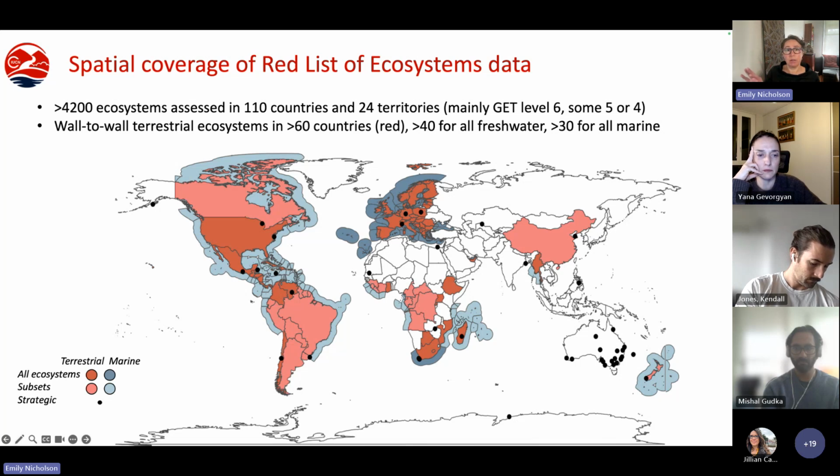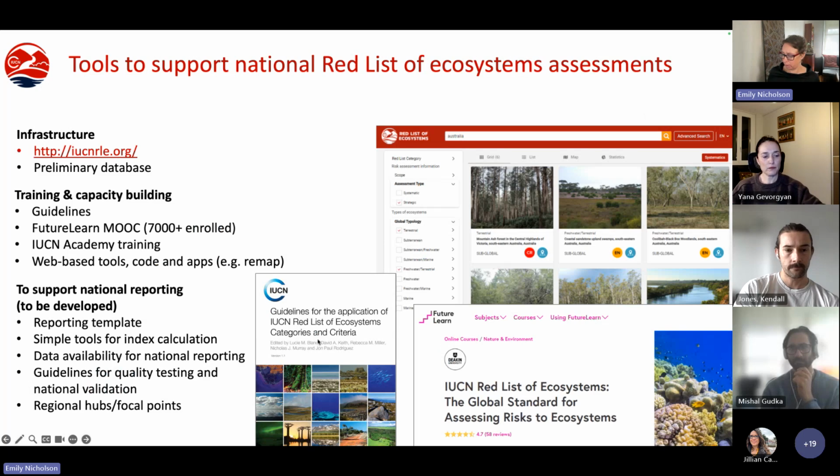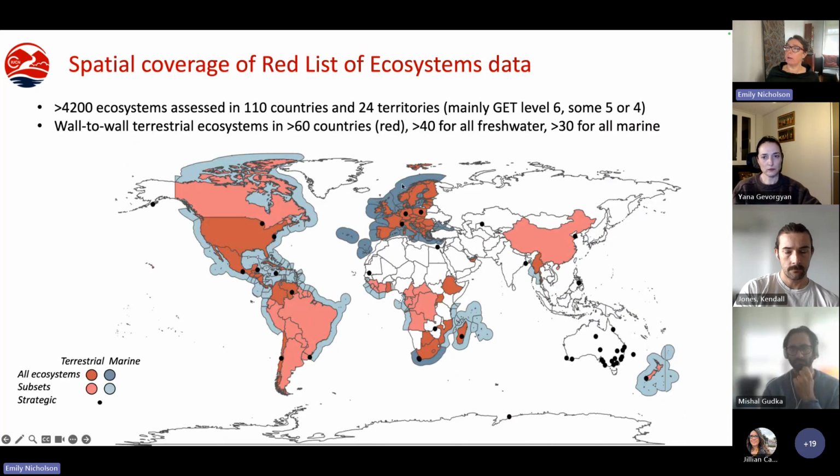So some of those countries are shown in red here, where all ecosystems in the country have been assessed. The assessments in some cases were led by governments, for example, in South Africa, Norway and Finland. In other cases, they were led by NGOs in partnership with government, for example, Mozambique and Western Indian Ocean coral reefs, which we'll hear about in a moment, and also in Myanmar.